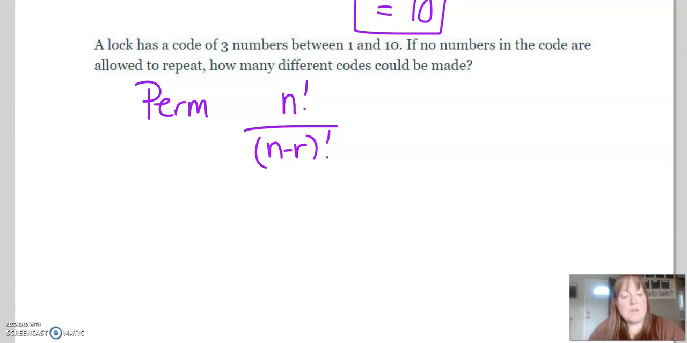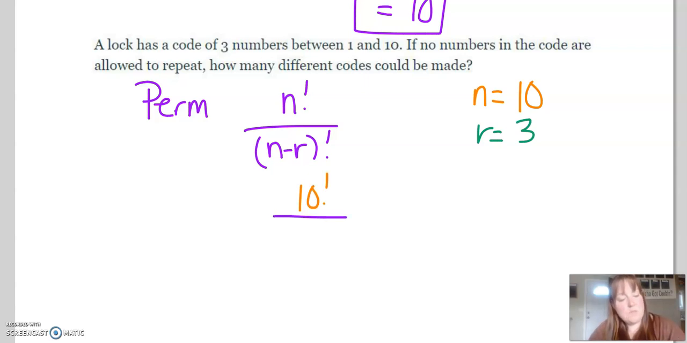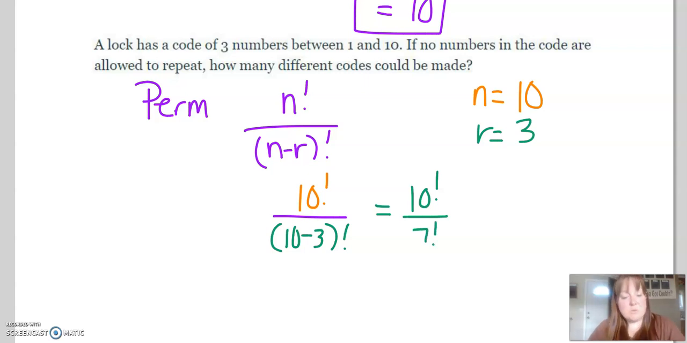Okay, and so what is n? How many things are we picking from? Well, there are 10 different digits we could choose for each of the lock numbers, right? Each time we pick a number, it could be one of 10 different options. And then what is r? How many of them were we actually picking? We're picking 3. So we're going to do 10 factorial over 10 minus 3 factorial. So this is 10 factorial over 7 factorial. We could put this into our calculator, or we could remember that that would basically be 10 times 9 times 8, because the 7 factorial would cancel out everything after that.